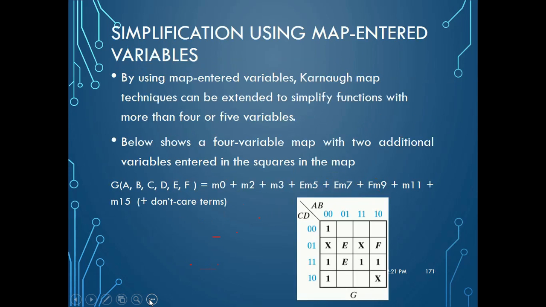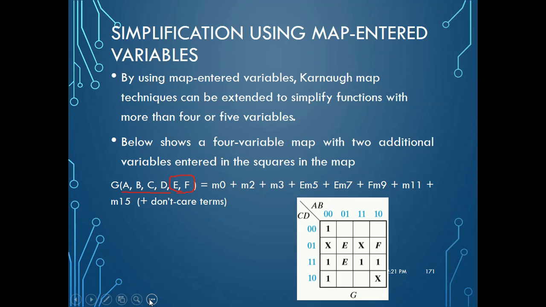By using map-entered variables, the K-map technique can be extended to simplify functions with more than 4 or 5 variables. So any kind of problem can be solved here. Below shows the 4 variable map with the 2 additional variables entered in the squares in the map. Here this is a textbook problem that I'm going to consider. So G of A, B, C, D, E, F you have. A, B, C, D are the normal terms, and E, F I am going to take as entered variables.